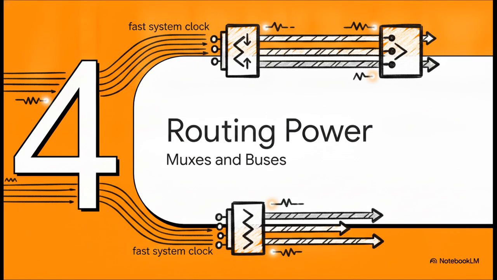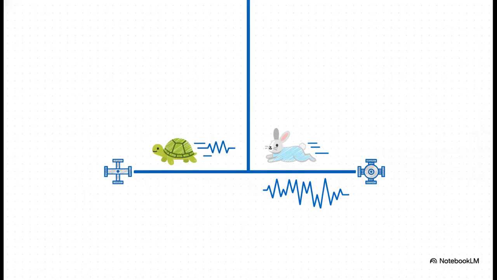Let's head into section 4, routing power to peripherals with muxes and buses. Once our fully optimized signal leaves the PLL, it passes through the main system multiplexer and becomes the HSCLK. This is the ultra-fast heartbeat driving the main CPU core.